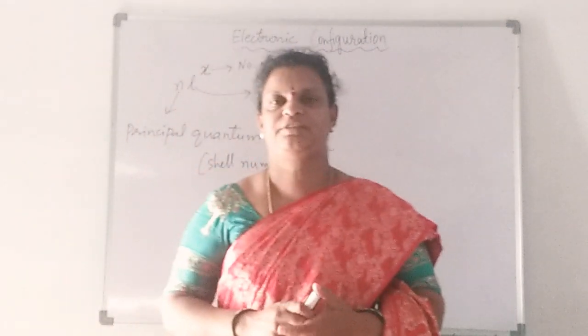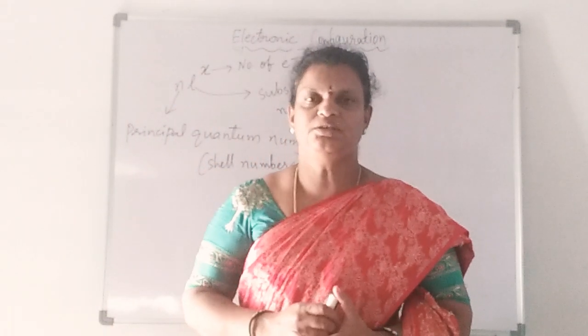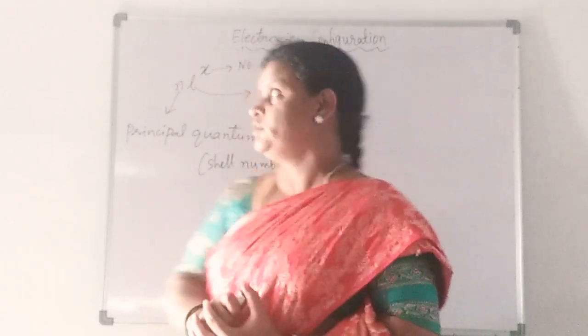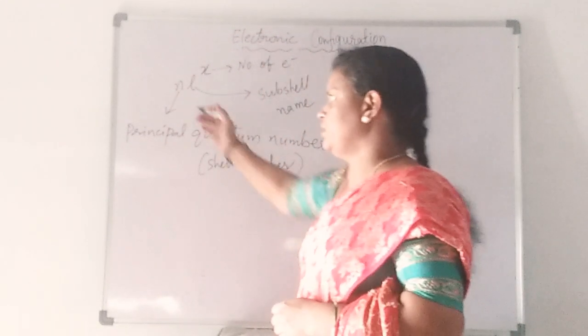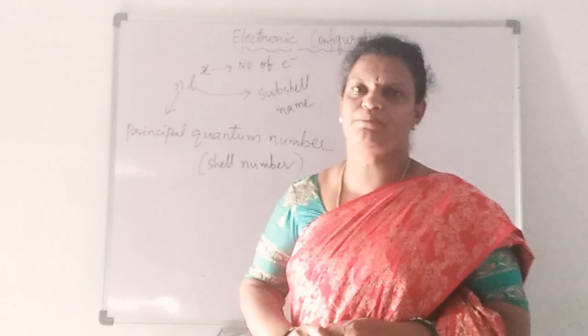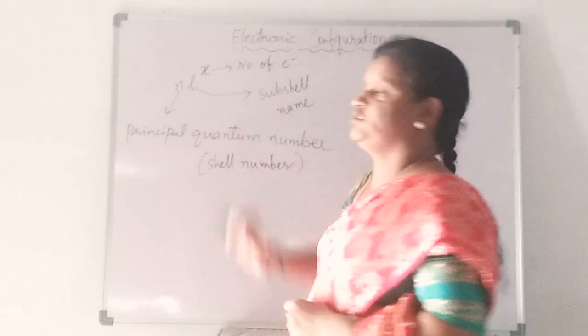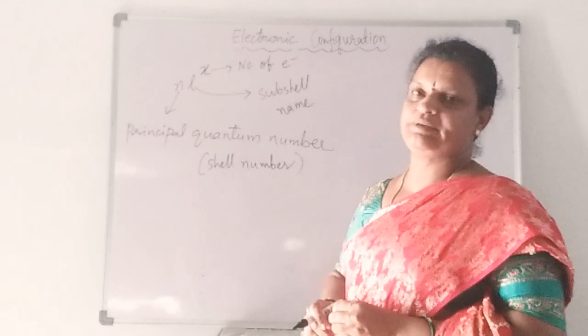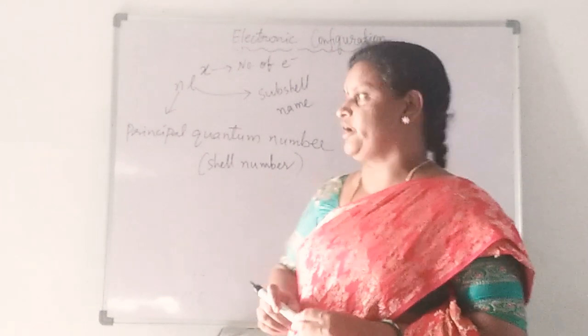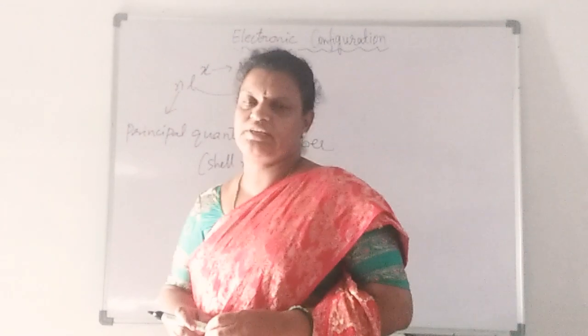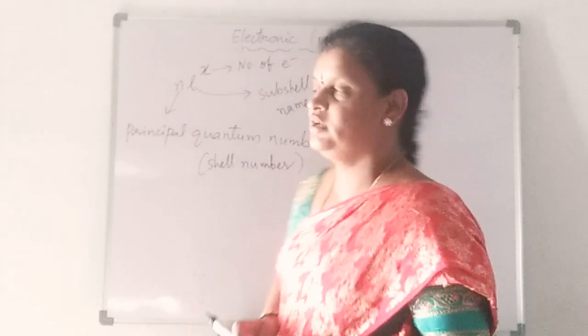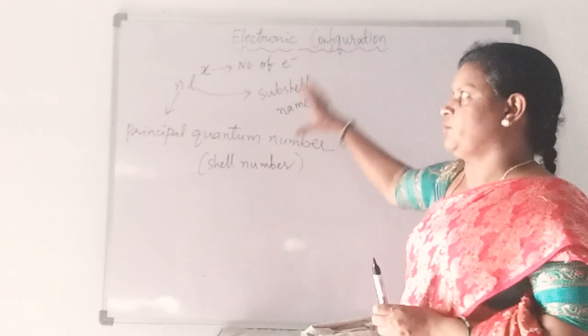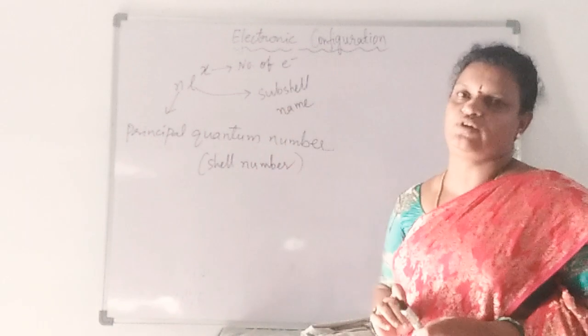So let us proceed with the electronic configuration in NLX method. Here we have seen already that N is the principal quantum number, L is the subshell name, and X is the number of electrons present in the subshell. Right. So we'll see some examples for this NLX method. Along with that, we have to see what are the different rules we follow for this.